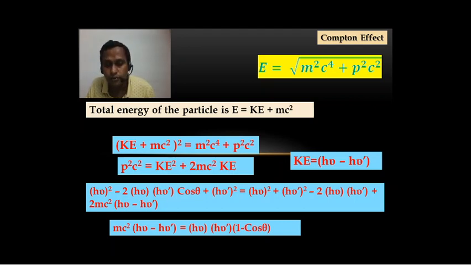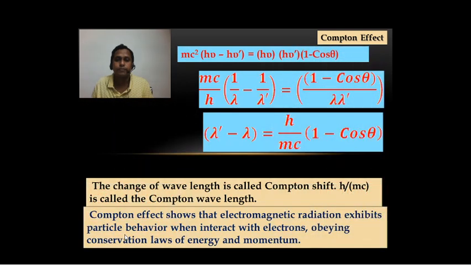Okay, here h nu minus h nu prime is there. Here h nu minus h nu prime is here. Here also h nu prime cos theta. So in this situation we can take h nu prime outside. So what we get is 1 minus cos theta. Anyway, we will get this equation: mc square into h nu minus h nu prime is equal to h nu prime into 1 minus cos theta. You can also derive this equation.